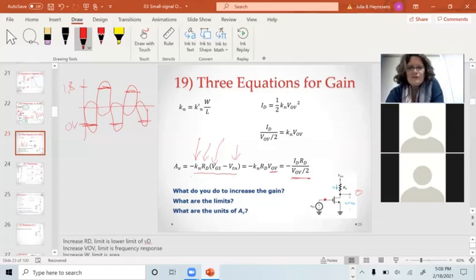So there's limits. You can't increase the gain beyond a point where it causes the output to get above VDD or below ground, because it will not do that. And you cannot decrease the VDS to the point that the transistor goes out of saturation also.